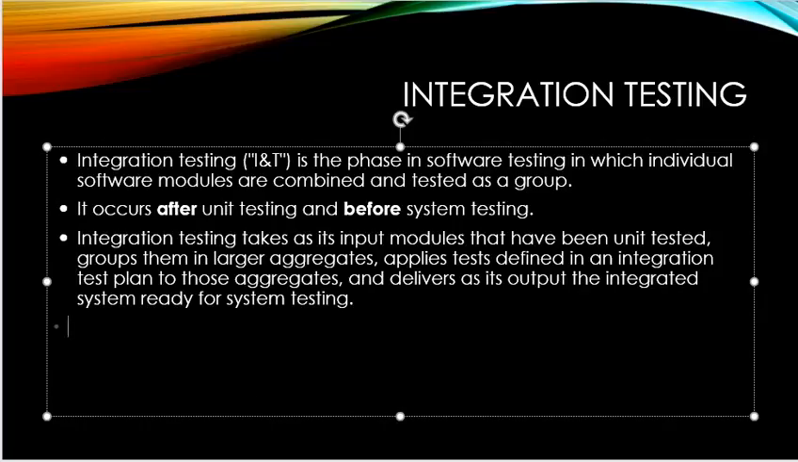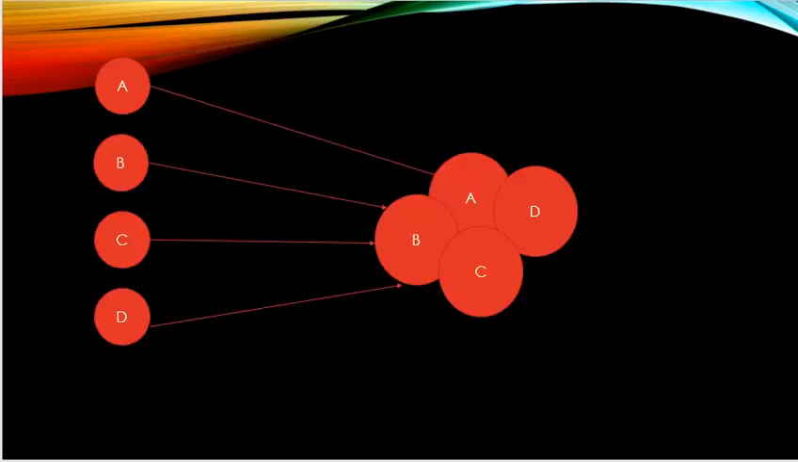See here, I have taken four individual modules, A, B, C, D. I have completely tested module A, I have completely tested module B, and I have completely tested C and D as individual modules. Somebody has tested A, somebody has tested B, C and D. When all these four modules are ready, I have combined them in the form of A, B, C, D.